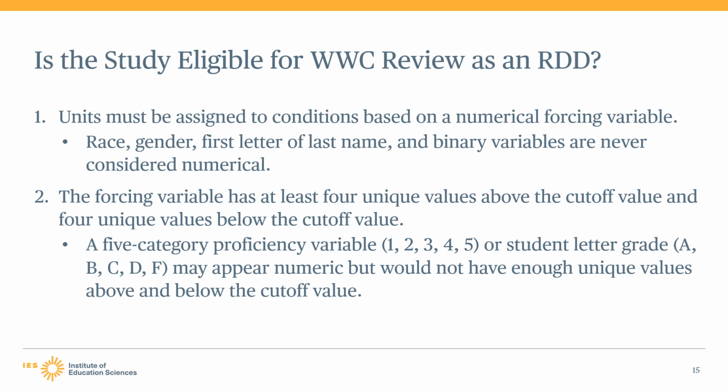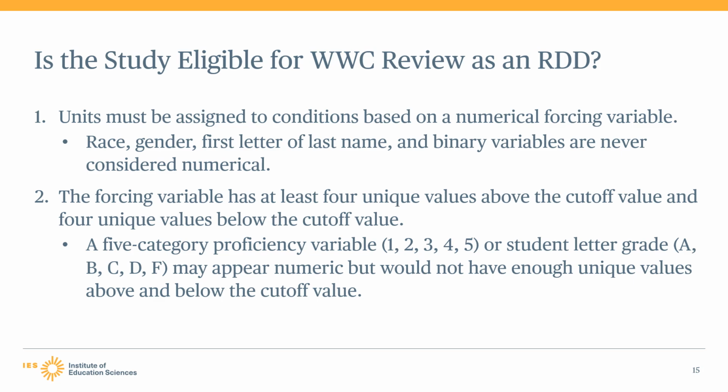In addition, to be reviewed as an RDD, a study must meet 3 additional criteria pertaining to the forcing variable. The first requirement is that the intervention assignments must be based on a numerical forcing variable that has a unique ordering of values from low to high, such that units with forcing variable scores on one side of the cutoff are assigned to the intervention group and those on the other side of the cutoff are assigned to the comparison group. For example, numerical values on test scores would meet this requirement.